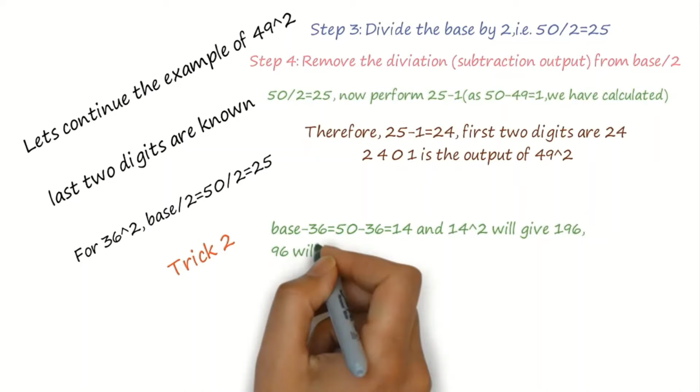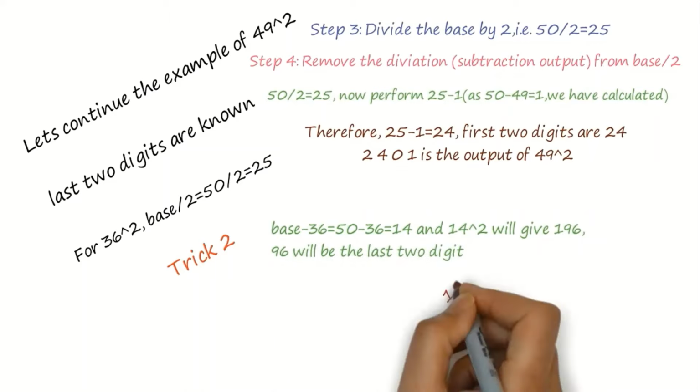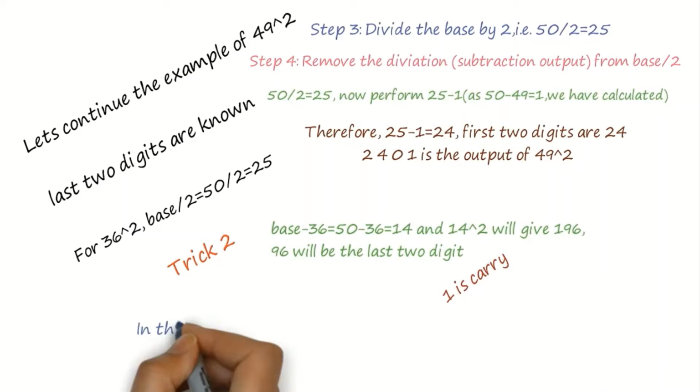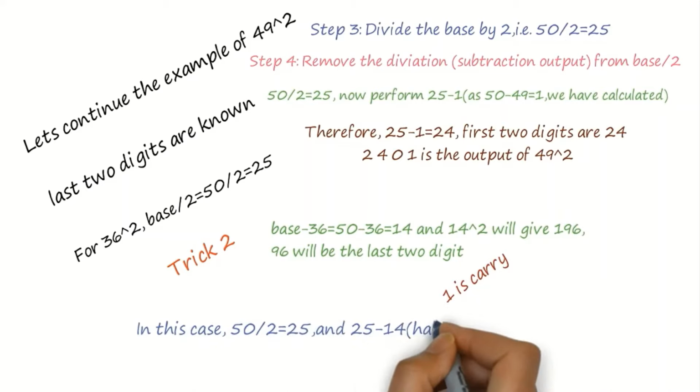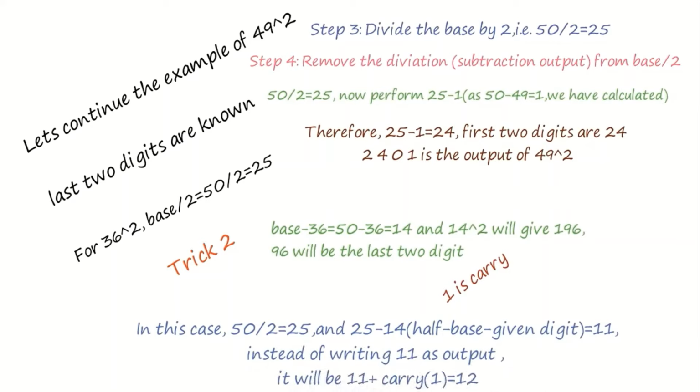As for performing 36 square, deviation is 14 and performing 14 square, we get the last two digits as 96 with carry 1. Now, according to step 3 and step 4, we have to perform base by 2 minus 14, that is 25 minus 14, which will give you 11, and the carry 1 will be added to 11 and we will get 12 as first two digits.